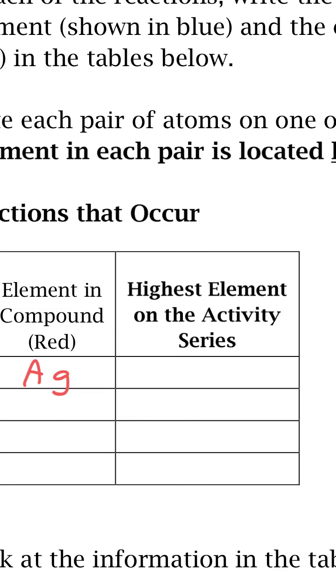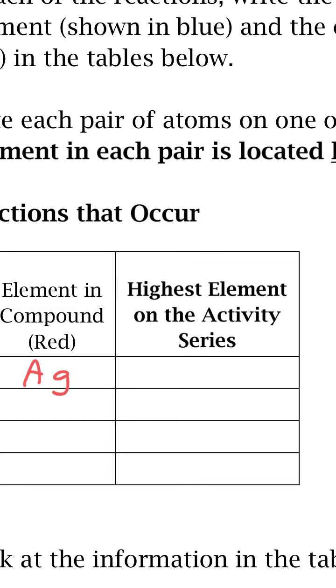And then it says the highest element on the activity series. You guys look on your activity series. Which one is higher, Ni or Ag? Ooh, here's one thing. Your activity series has the element names on it. So what's going to be very helpful to do, when I say Ni, what element is Ni? Nickel, right? So right next to nickel on your list, I would write in Ni. So you never have to look it up again. You've got it right there.